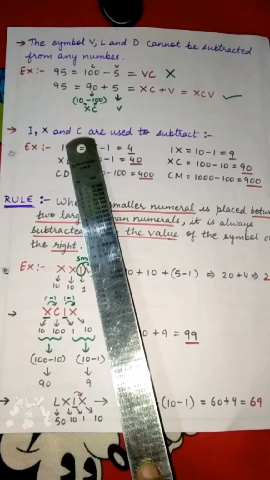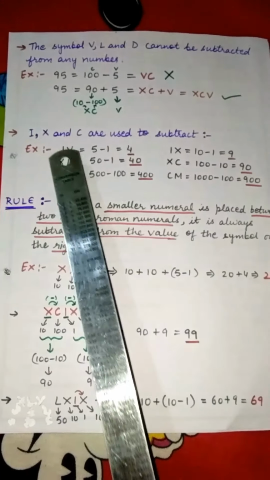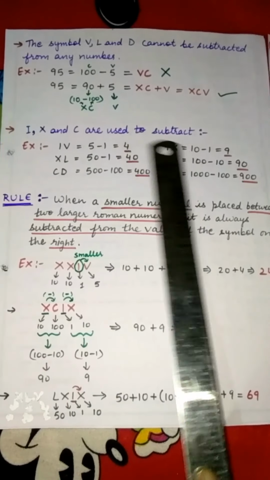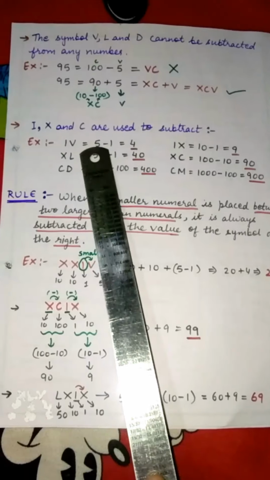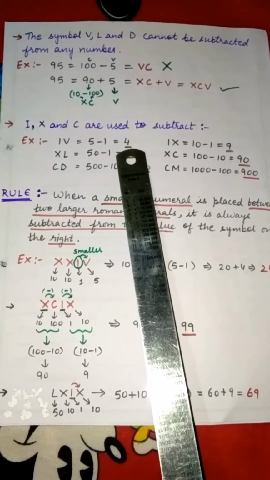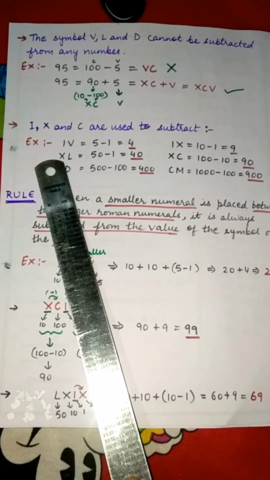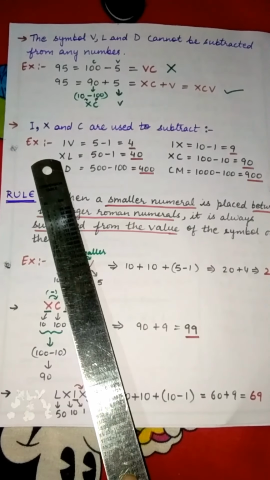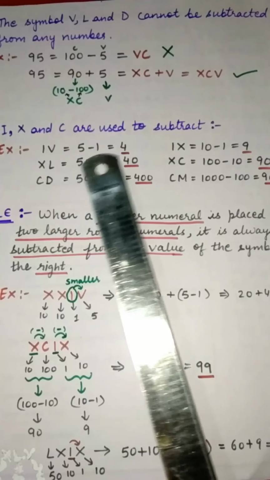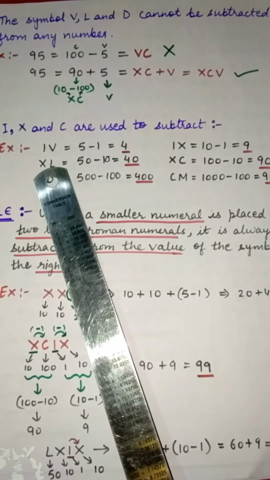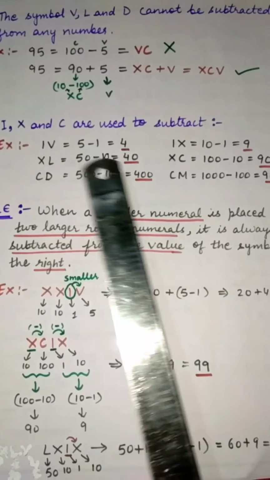Now I, X and C are used to subtract. V, L, D cannot be used to subtract, and I, X, C are used to subtract. Like you see the symbol I is written before V. This shows 5 minus 1, that means 4. This is the symbol of 4. Here X is written before L. L is 50, X is 10. L means 50 minus 10. So to write 40, we will write XL, that means 50 minus 10.